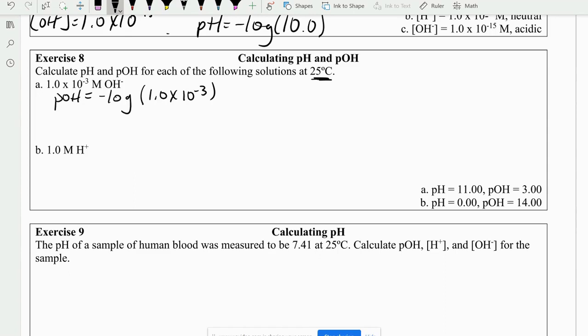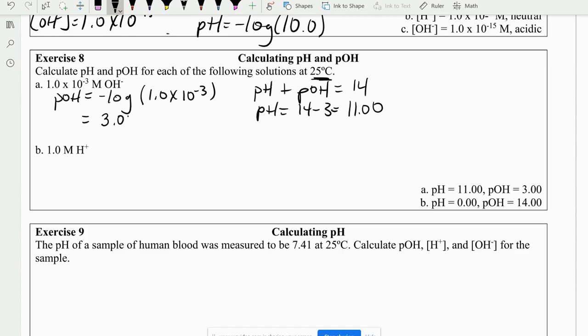And so let me go ahead and calculate that. You guys, I got a pOH of 3. Okay. Now, to get the pH, remember, and one more time, this is on your reference sheet. pH plus pOH is equal to 14, which is what our acid and base scale maxes out at. And so if we have the pOH, we can just rearrange this and solve for pH, right? So pH is equal to 14 minus 3, giving us an answer of 11.